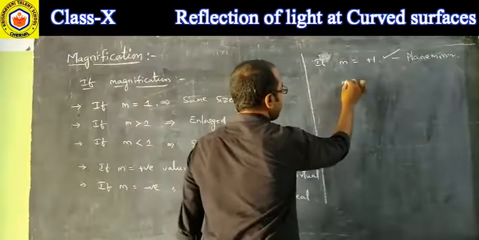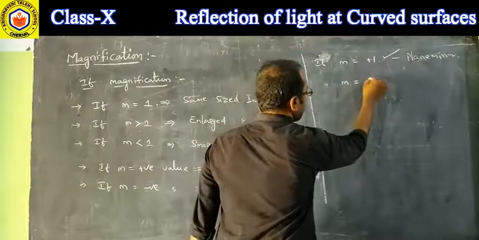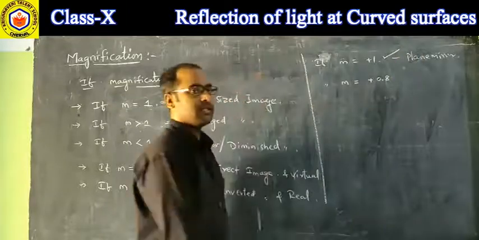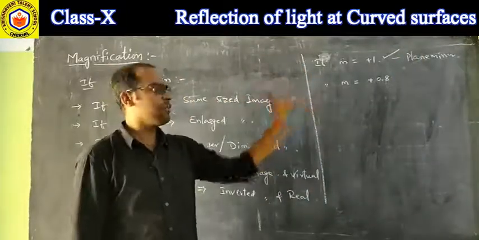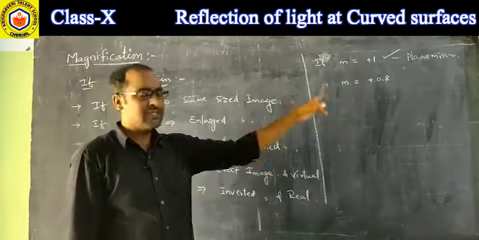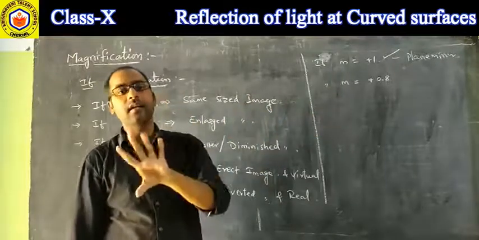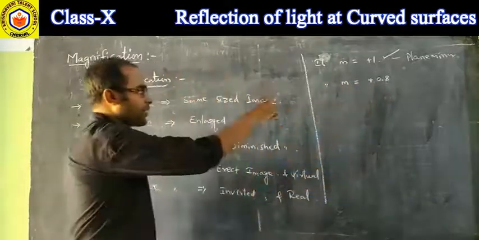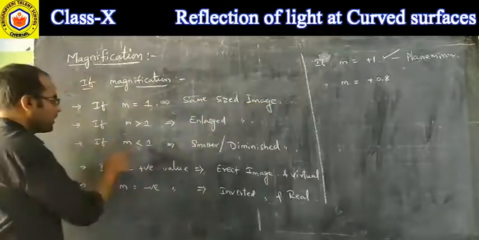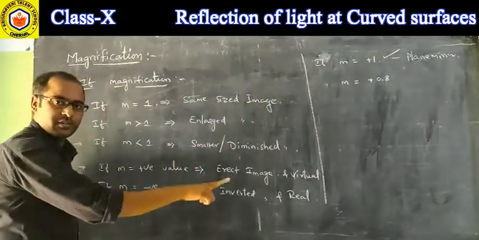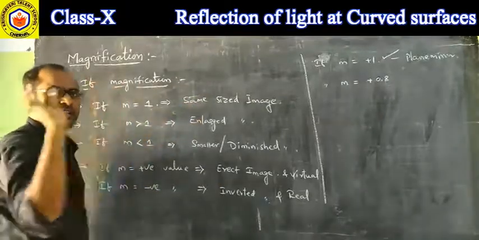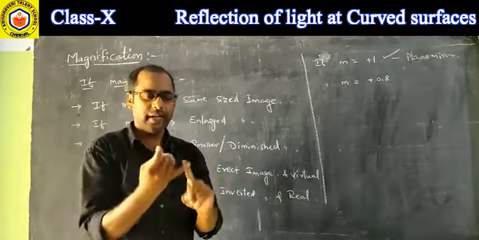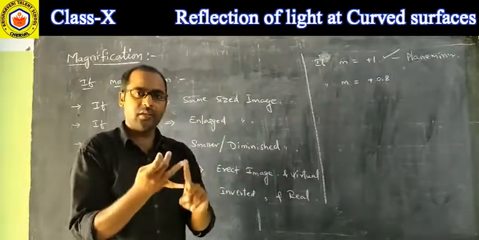Okay, then if the m value is given as plus 0.8, just forget about the sign. Is that number less than 1, greater than 1, or equal to 1? Yes, that is less than 1. If the number is less than 1, a diminished image will be formed. That number indicates a diminished image, and the plus sign indicates an erect, virtual image. Erect, virtual, and diminished image.